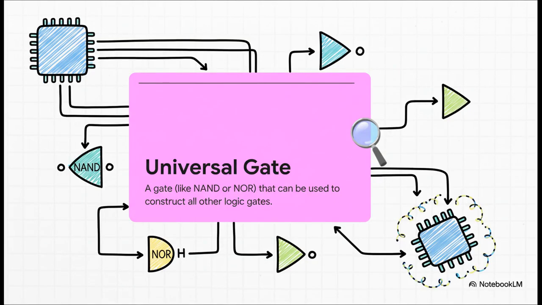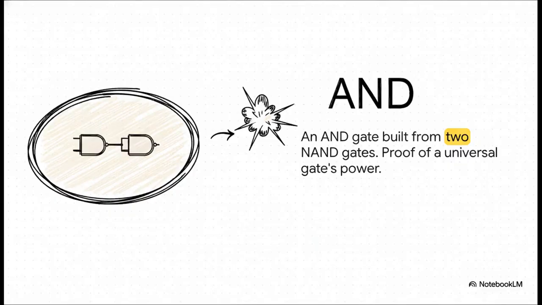The answer lies in something we call universal gates. The 2 most famous are the NAND gate, which is just a combination of NOT and AND, and the NOR gate, which is a NOT-OR. They're like the Swiss Army knives of digital logic. Because you can arrange them to mimic any other gate, they're incredibly efficient for manufacturing chips. Let's just prove it right here.